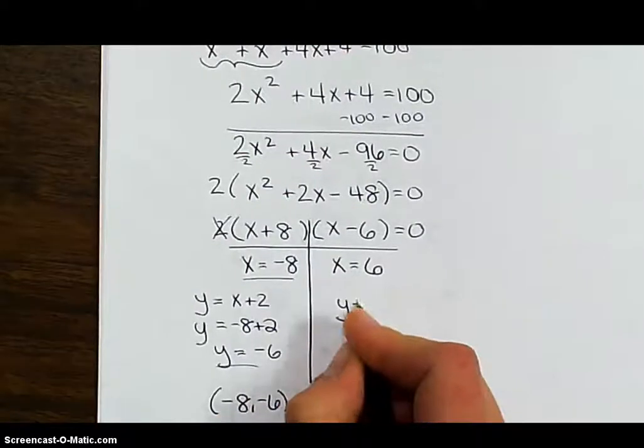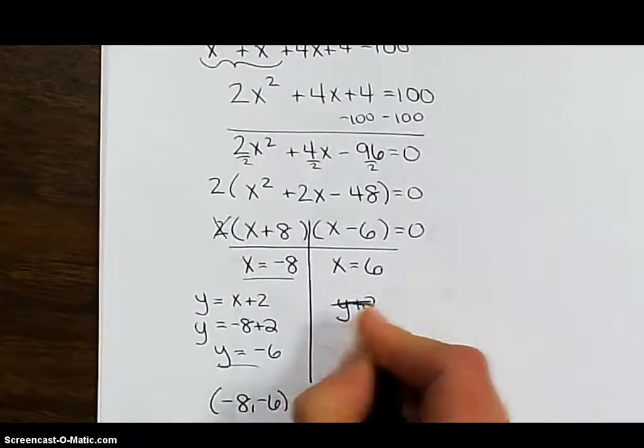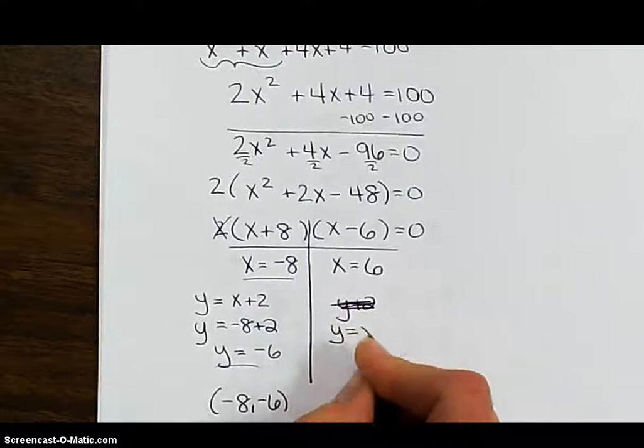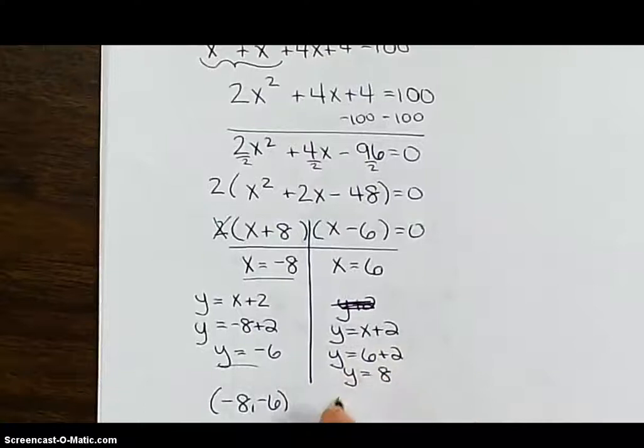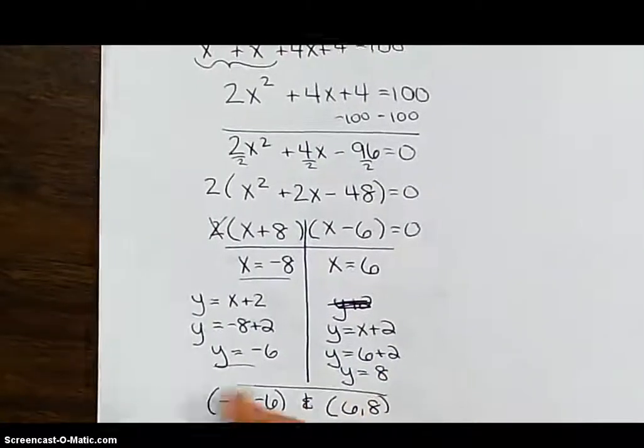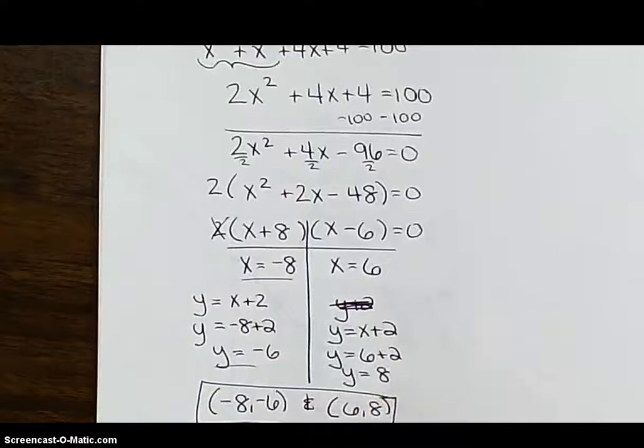Now let's do the same thing for the second solution. So y equals x plus 2. So y equals 6 plus 2. So y is equal to 8. So this solution would be 6 comma 8. And those would be our two answers.